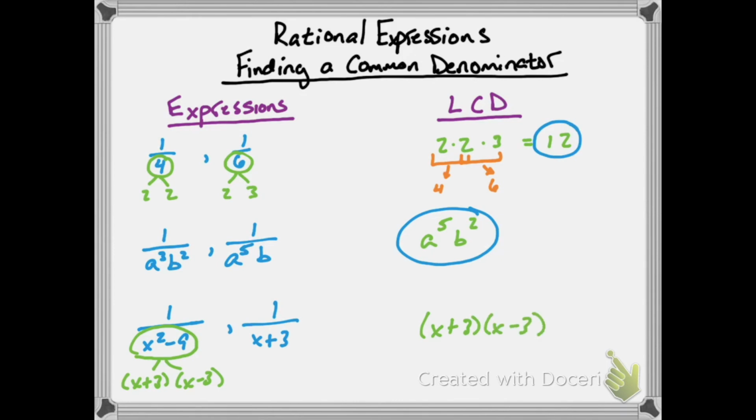Finding an LCD can be tricky. Just remember to use the building blocks of each denominator to construct the smallest common multiple of all the denominators.